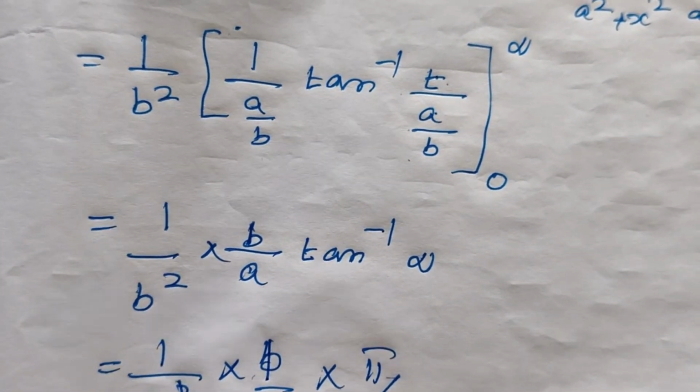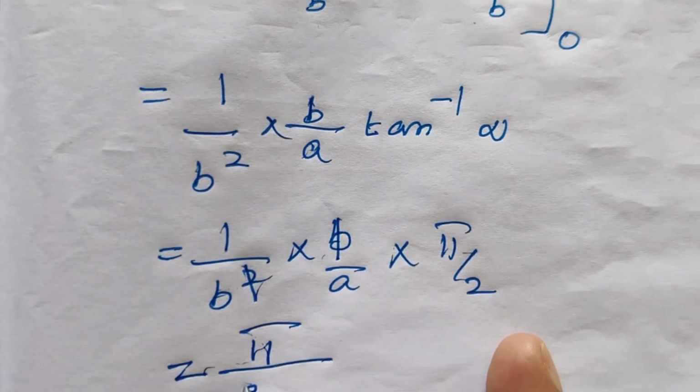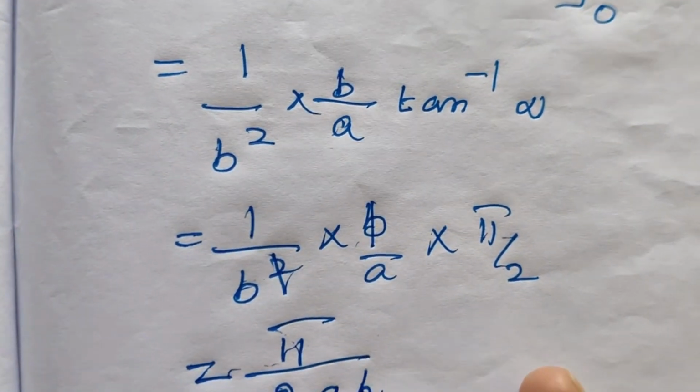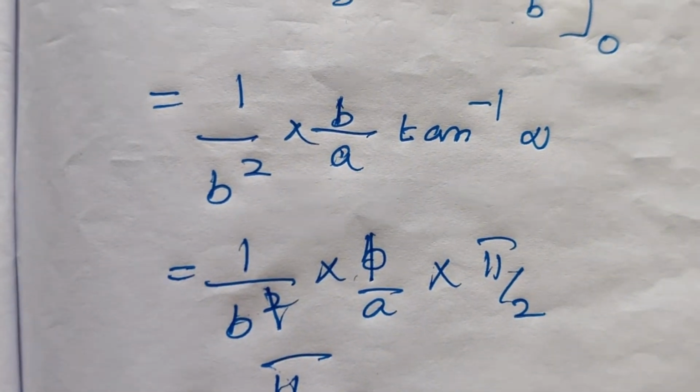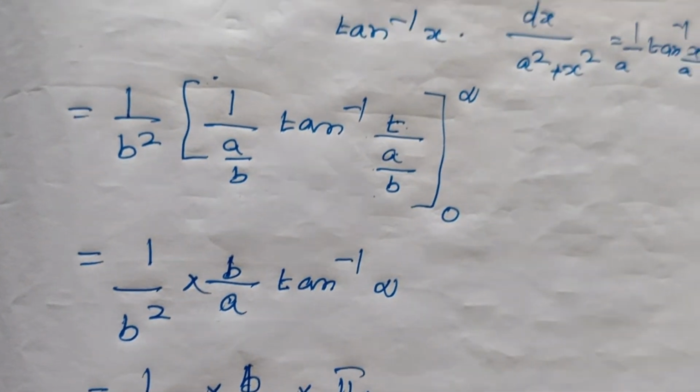So that is equal to pi divided by 2ab. What we have to prove is pi by 2ab. So we get the result.